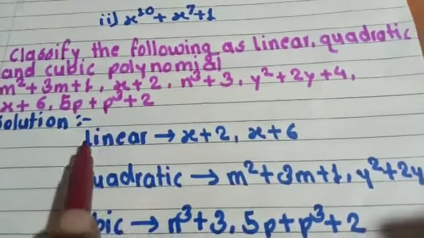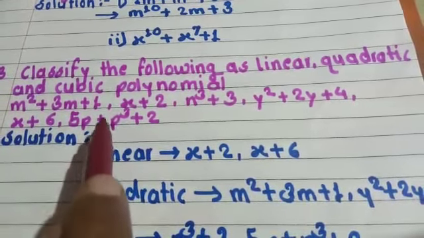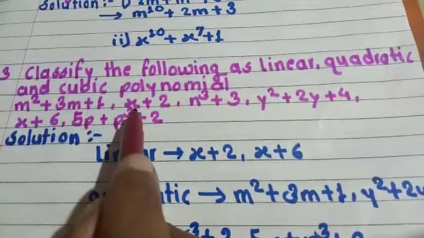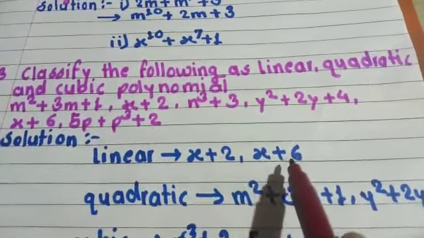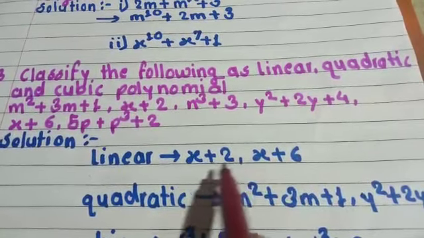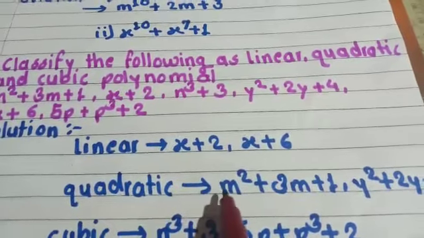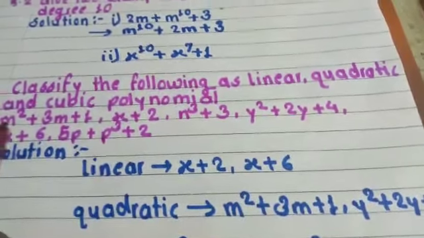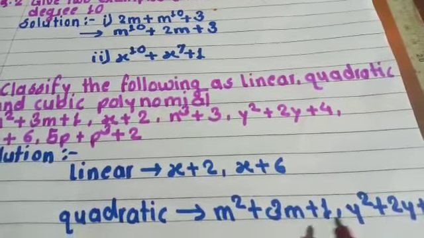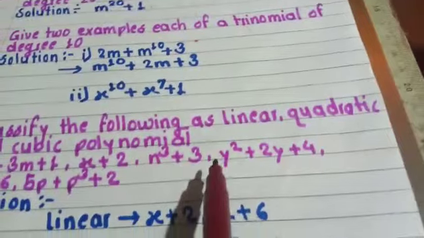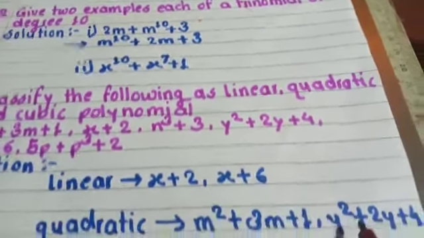So very simple, let's see which have only 1 as the highest degree. Those are x plus 2 and x plus 6. So these are our two linear equations or linear polynomials. Like this, for quadratic we have m square plus 3m plus 1. The degree is 2, so that's why it is a quadratic. And another is y square plus 2y plus 4. The degree is 2, so that is also quadratic.